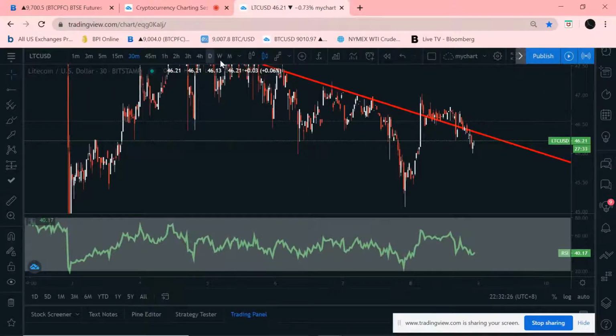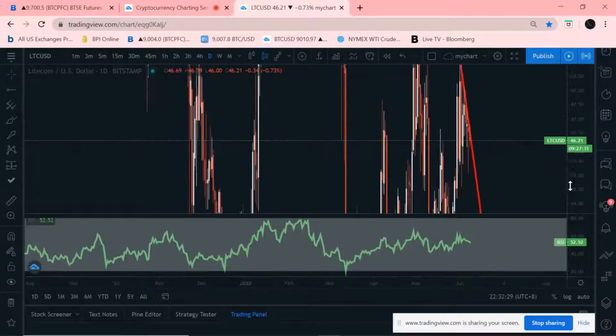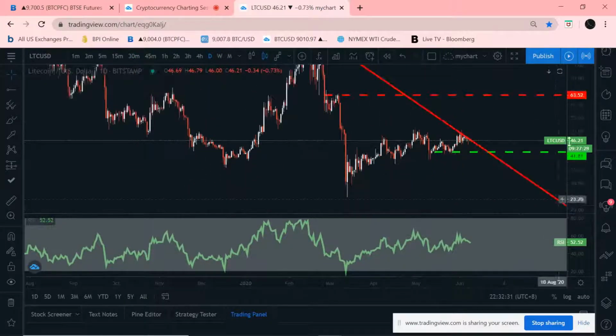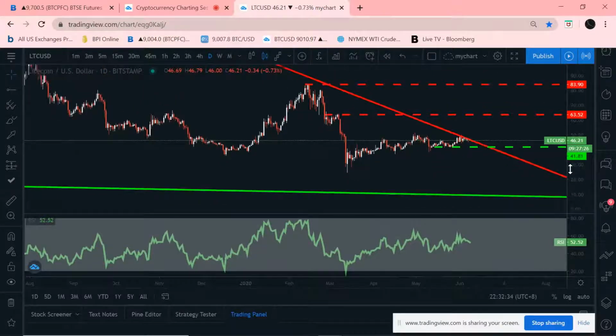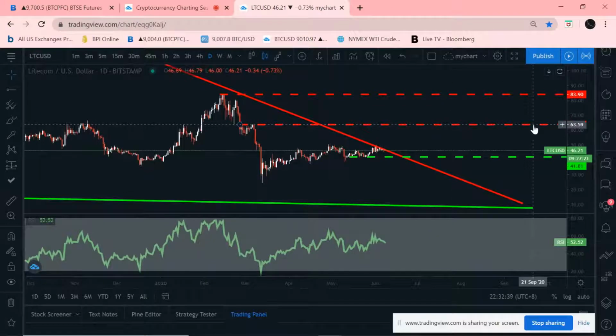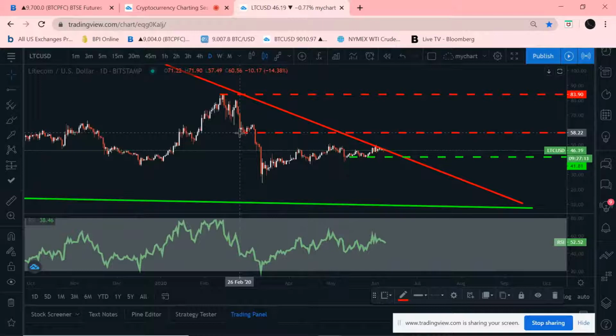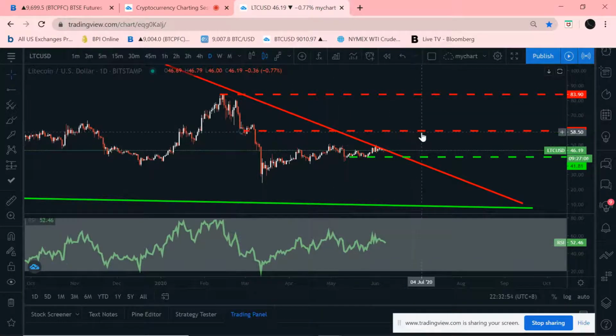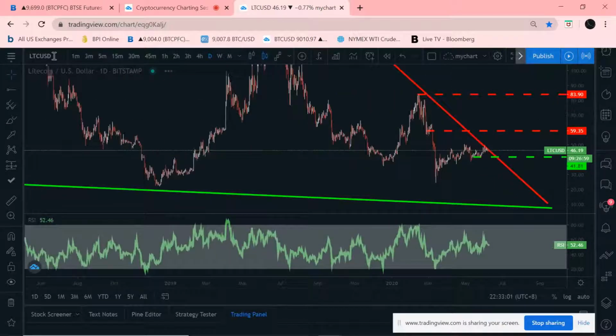So let's go back to the daily and repeat the support and resistance we're looking at. For LTC, the support we're looking at is around the 42 level. And of course, the resistance we're looking at is around 58 to $60. And of course, if it breaks that 58 to $60, possibly we go to $83. So there you go guys for LTC.